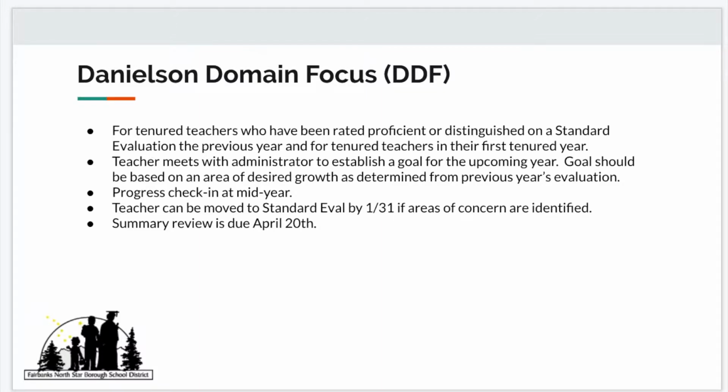There are 4 components within this evaluation: a philosophy of education, a beginning of the year goal that is established by the teacher based on input from the prior year's evaluation, input from the principal, and an area of growth the teacher would like to explore. Then there is a mid-year review of the goal. If areas of concern are identified, a teacher may be moved to a standard evaluation by January 31st. An end-of-the-year summary review is due April 20th.